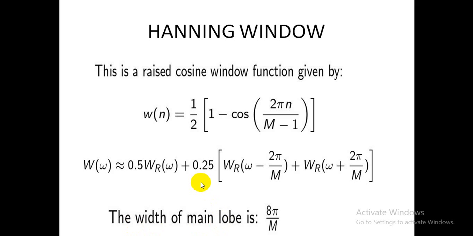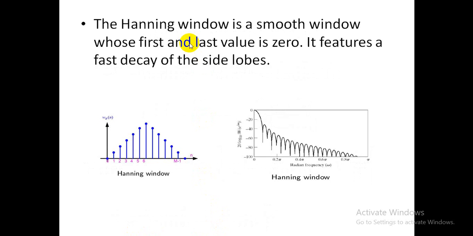It's clear, right. Next, the Hanning window is a smooth window whose first and last values are 0. Now you can watch here, the first and last values are 0. So it features fast decay of the side lobes. Now you can see in this picture, there is a fast decay of the side lobes. This is the major advantage of the Hanning window.